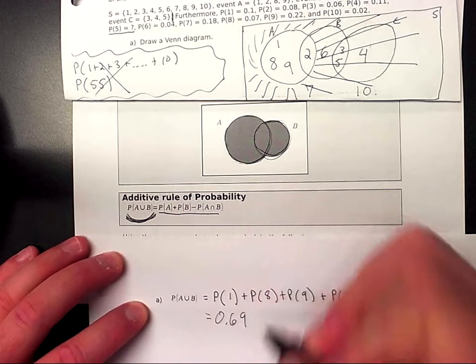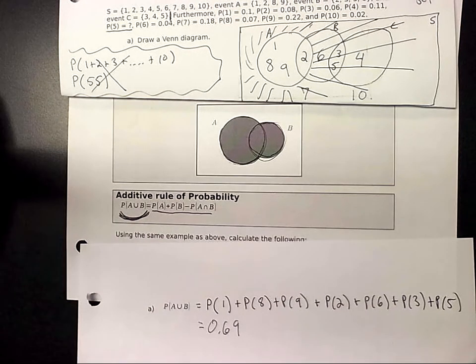Awesome. 0.69. Everybody good with 0.69? All right. So that's just figuring out the probability of A union B, the way that we've been doing it since the beginning of chapter 3. The way that we first learned at the beginning of chapter 3 is how do you calculate the probability of an event? You add up all the probabilities of the outcomes in that event. So that's just what we did right here, where the event is simply the union of A and B.